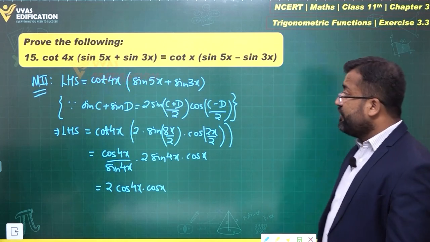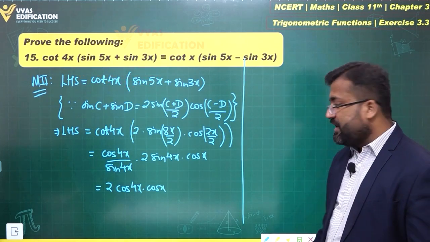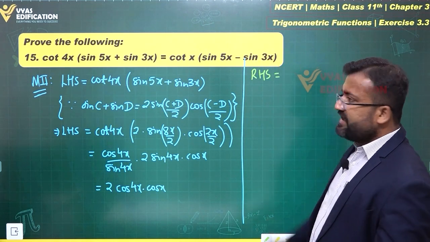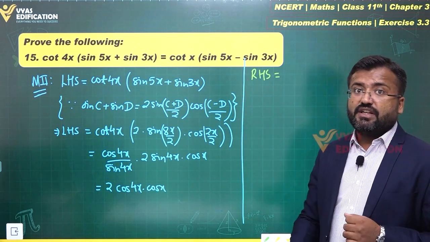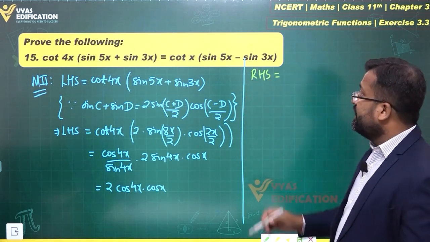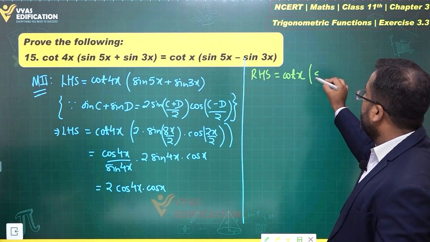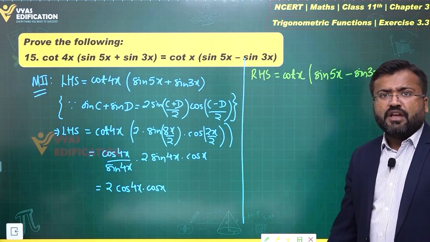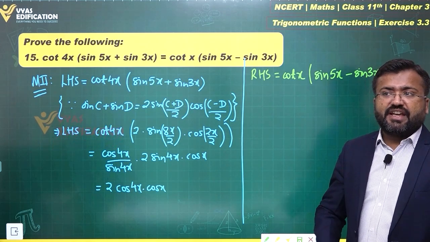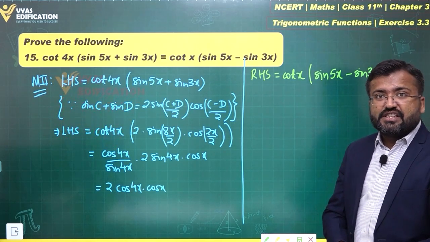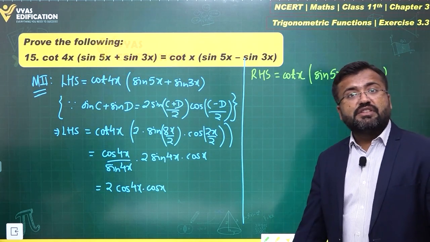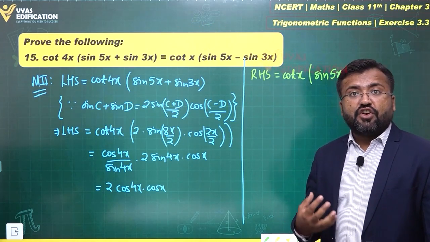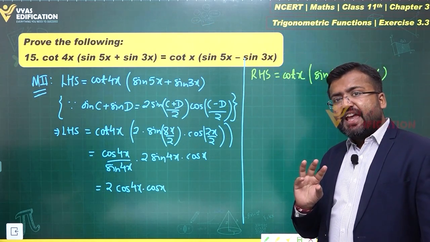Now what about the simplified version of RHS? Can we also simplify the RHS in a similar manner? Yes, we can simplify the RHS. Let's write the RHS first. In the RHS, you have a cot x outside and you have sin 5x minus sin 3x in the bracket. Now cot x at max we can write it as cos x upon sin x, but that's not required now. What is more useful is to simplify this sin 5x minus sin 3x. Now how do we simplify sin 5x minus sin 3x? That can be simplified using transformation identities, transformation of difference of two sines in terms of product.